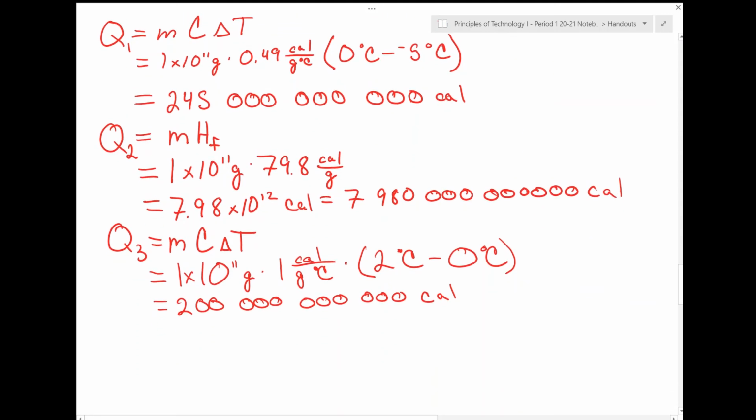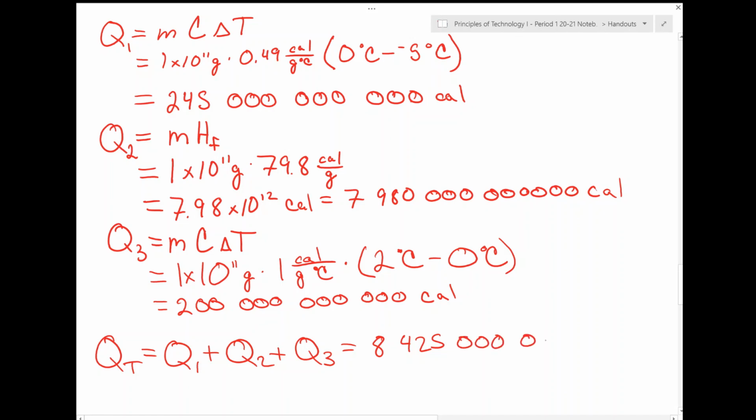Finally, to get the total heat, it's equal to the 3 heats that we have combined, so Q1 plus Q2 plus Q3. And if I were to add those together, I would get 8,425,000,000,000 calories. Putting that in scientific notation, it would be 8.425 times 10 to the 12th power.